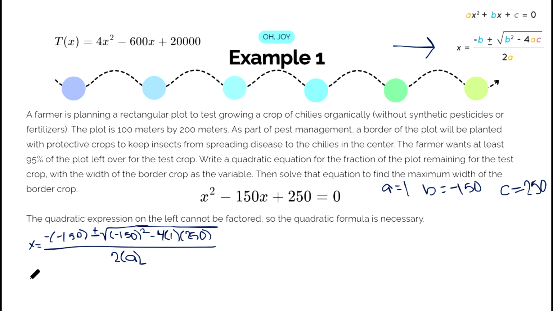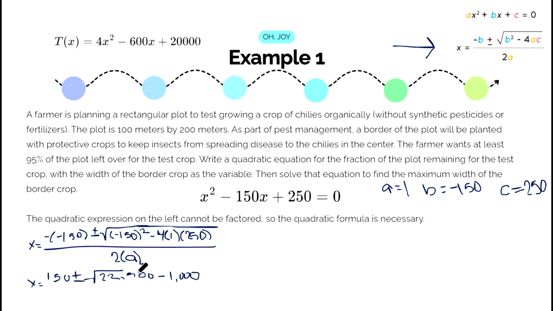So we still have x equals negative 150 becomes a positive 150, plus or minus the square root of negative 150 squared, which is 150 times 150. Two negatives become a positive, and that gives us 22,500. Negative 4 times 1 is still a negative 4. Negative 4 times 250, it's still going to be a negative, so it's going to be minus 1,000.